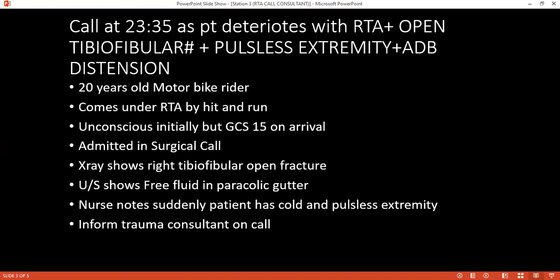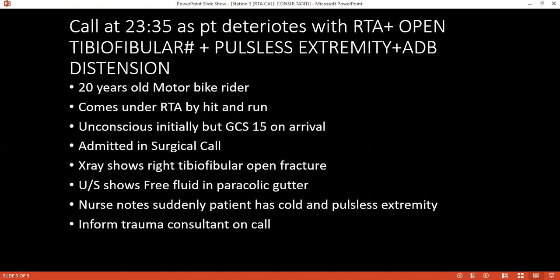Okay. Who will you involve? So we have to involve the OT team, anesthetist, general surgeon, maybe orthopedic surgeon and vascular surgeon and plastic surgeon as well. Okay, why plastic? Because the patient is having an open wound on the right leg, so he might need a skin graft for primary closure.